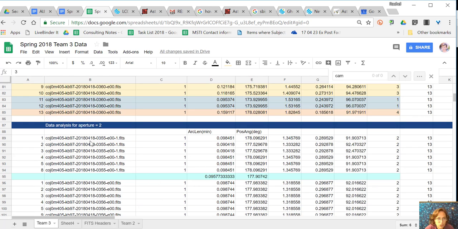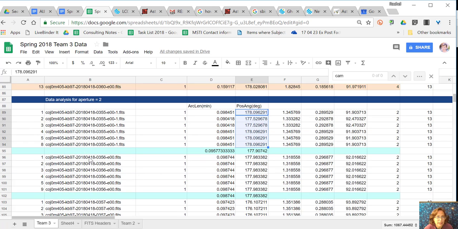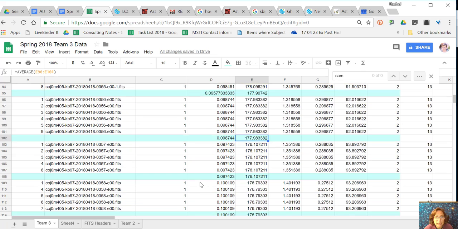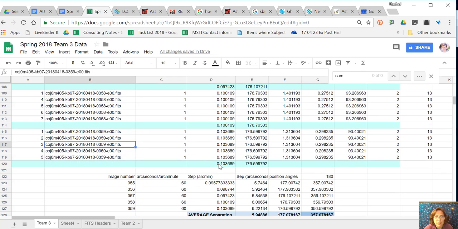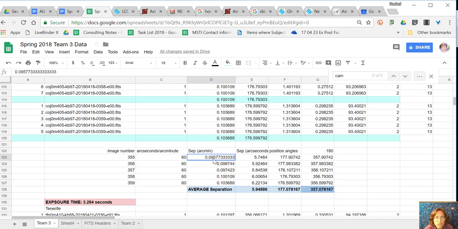So the data analysis is shown here. I got all of the aperture 2s. I took the average of the arc length in minutes and the position angle. Okay, and then this is image 356. I found the average of those there. Image 357, 358, 359. And then I put all of those averages right here.